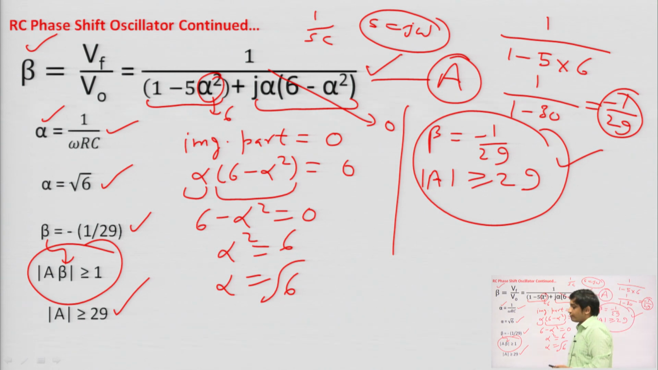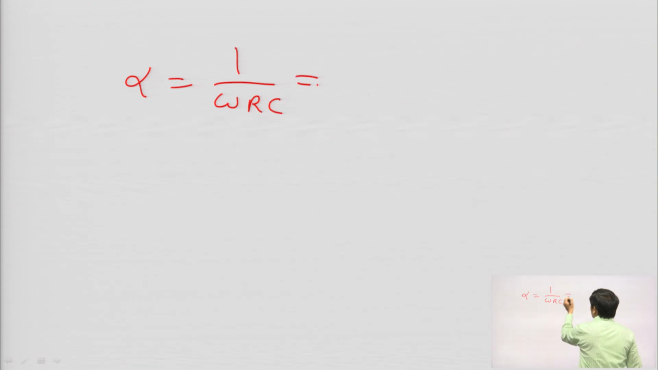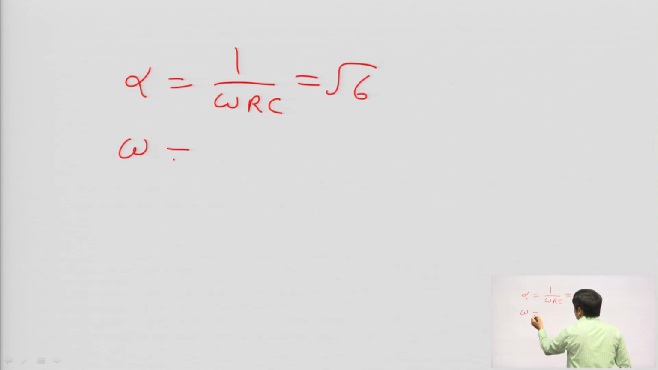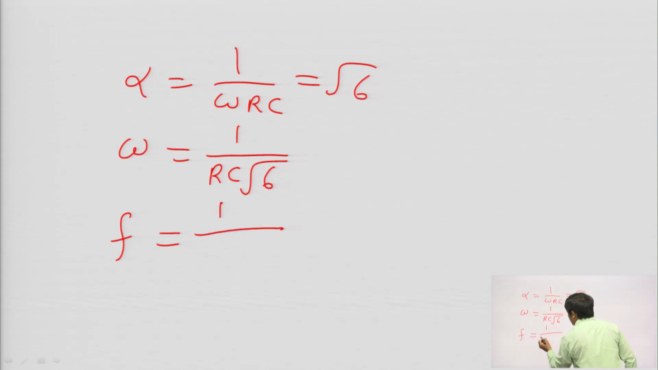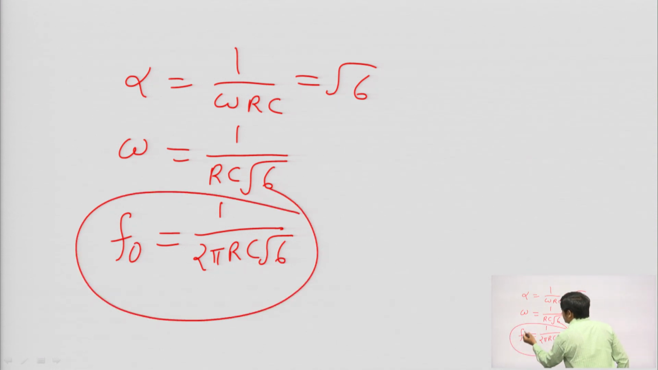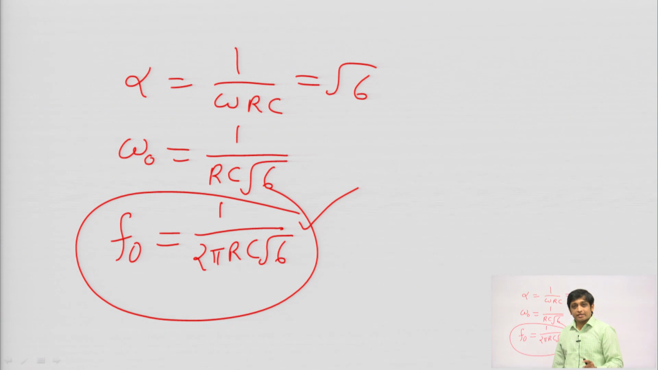Now, what is the frequency of oscillations for this phase shift oscillator? Since we have got alpha equal to 1 upon omega R C, and alpha is under root 6, what is omega? Omega is 1 upon R C under root 6, and omega is equal to 2 pi f. So, f is equal to 1 upon 2 pi R C under root 6. Sometimes we write it as omega naught, f naught. It means that the frequency of the output signal generated by the RC phase shift oscillator is 1 upon 2 pi RC under root 6.